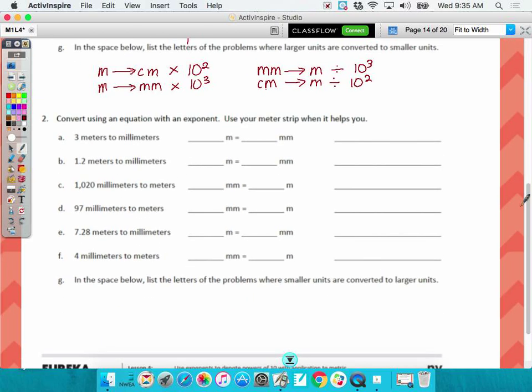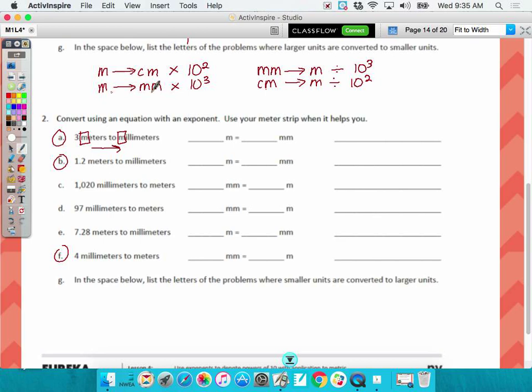So I've got some I'm going to practice down here. Let's see which ones. I know I want to do F again. I want to do B. And I want to do A. So circle A, B, and F. Okay. 3 meters to millimeters.